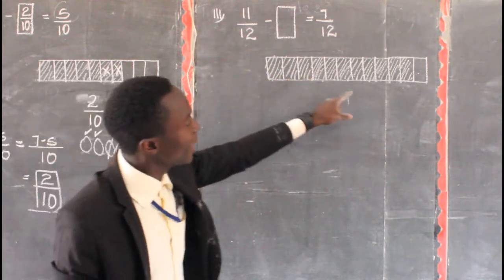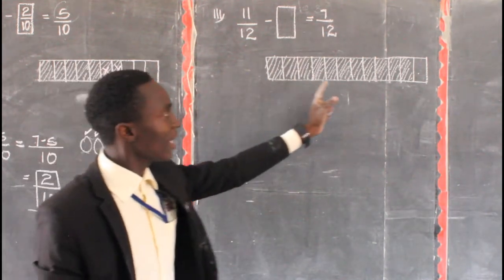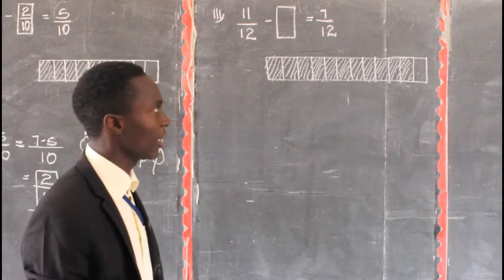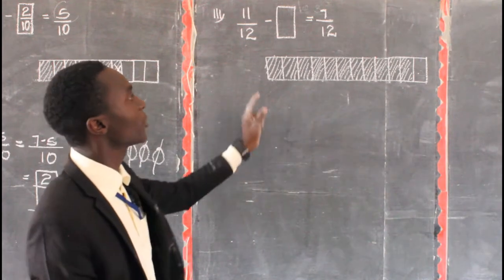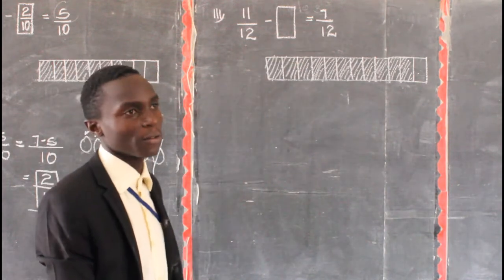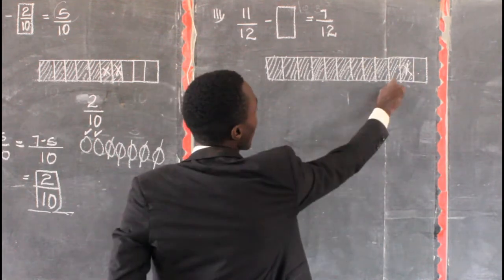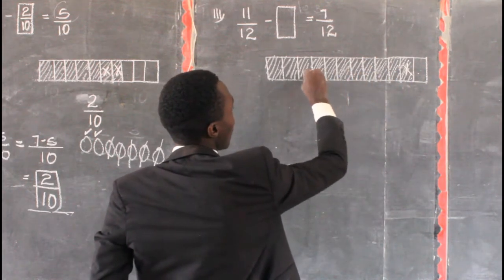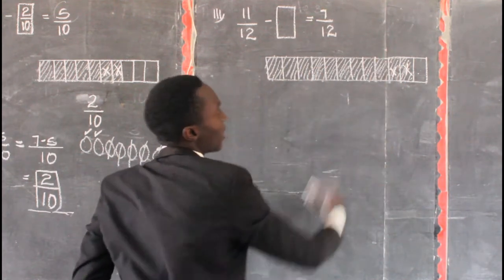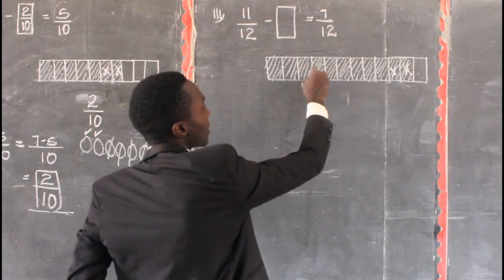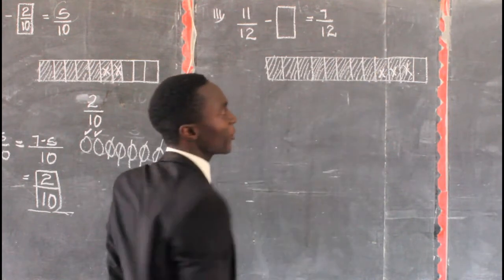How many parts will you cancel out in order to remain with the 7 out of 12? Remember, they are 11 parts shaded. How many parts will you remove or cancel in order to remain with only 7 out of 12? When I cancel this first one, how many will I remain with? 1, 2, 3, 4, 5, 6, 7, 8, 9, 10. I want 7. I also cancel this one. How many will I remain with? 1, 2, 3, 4, 5, 6, 7, 8, 9.